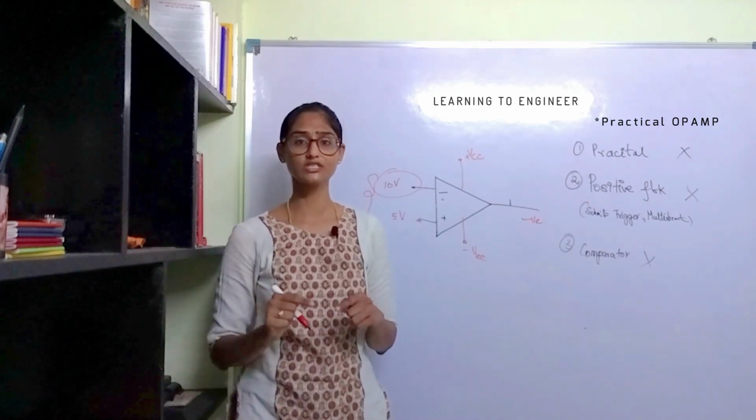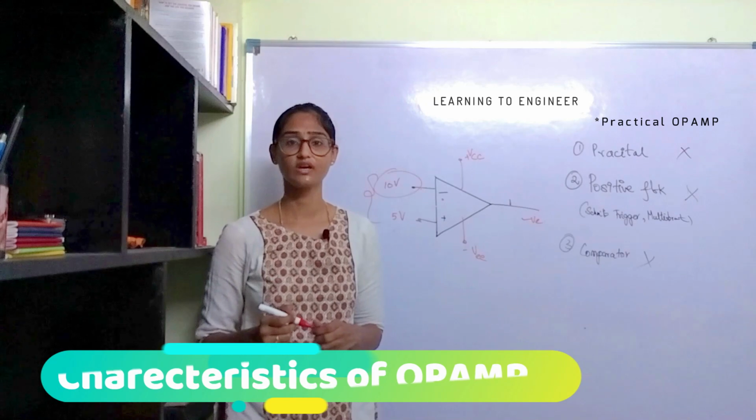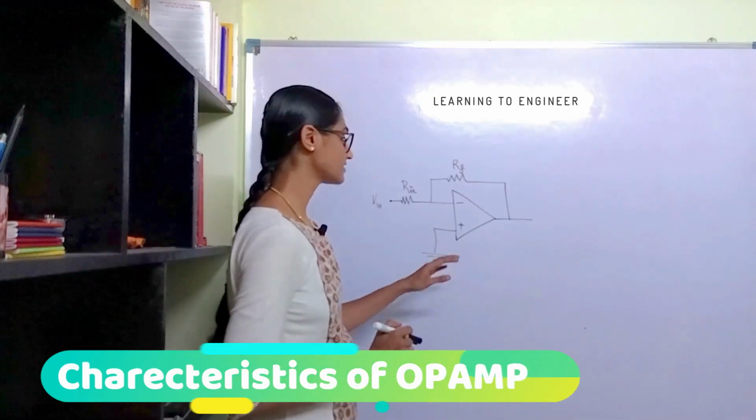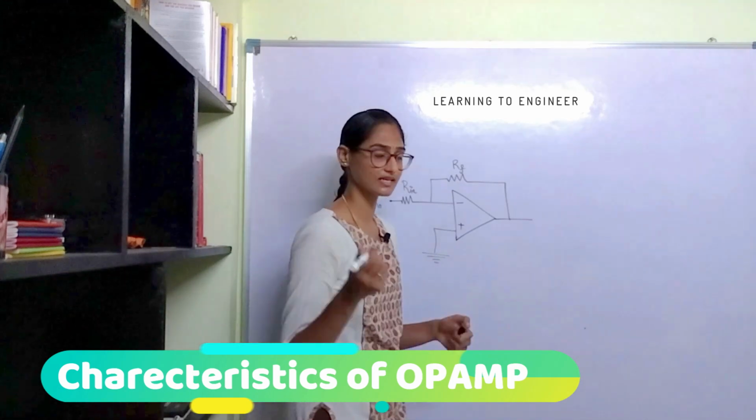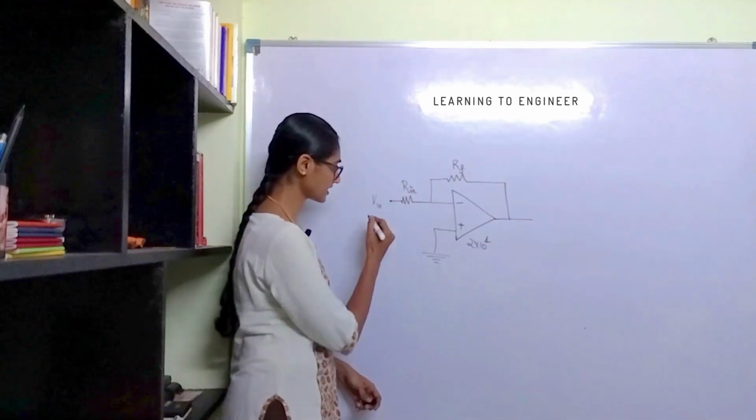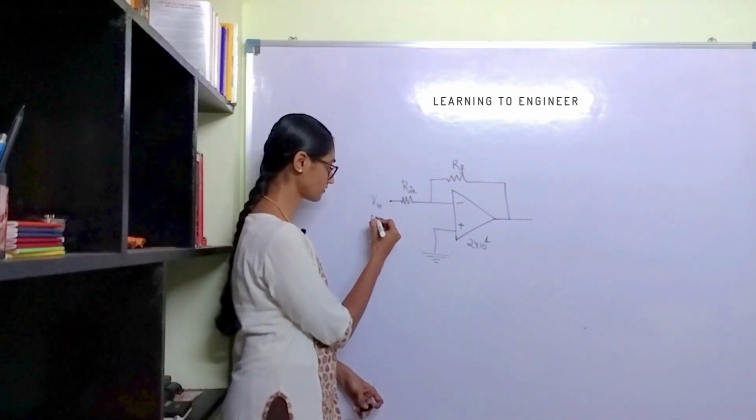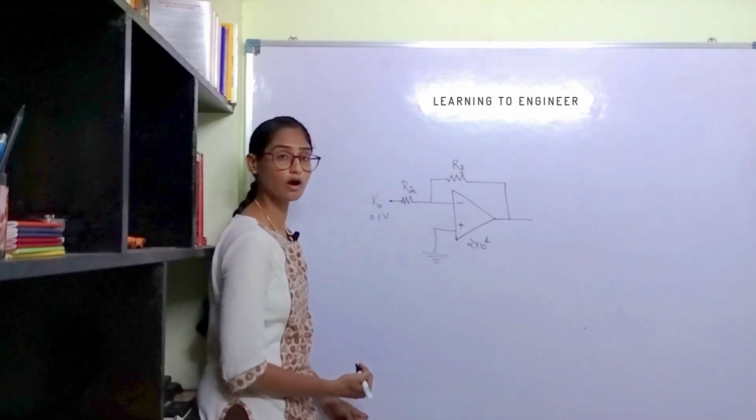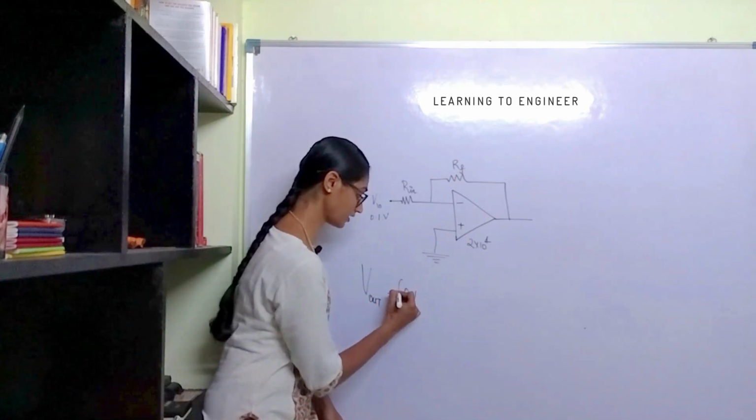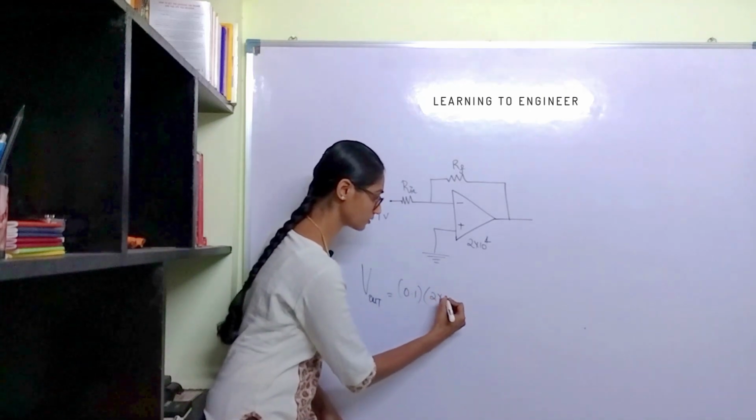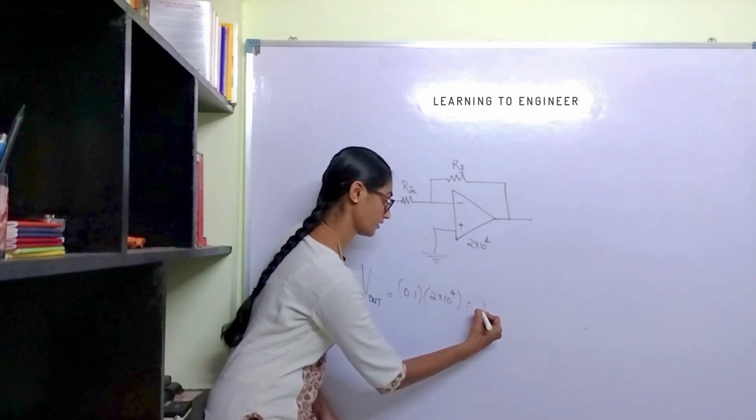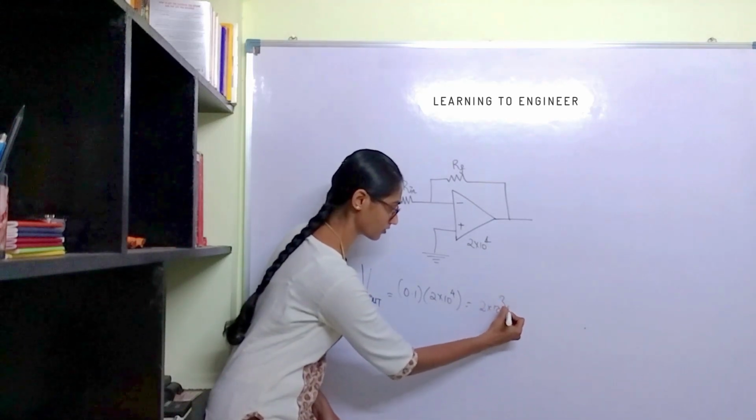Now let us go to another part of this video. We will see the characteristics of an operational amplifier. Consider that this op-amp has a gain of 2 into 10 to the power of 4, and let us say we are applying an input voltage of 0.1 volt. What will be the output? The output will be 0.1 into 2 into 10 to the power of 4, so the output will be 2 into 10 to the power of 3 volt, right?